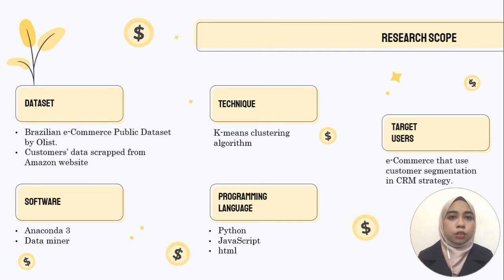Next, the technique that will be used to segment customers is the K-means clustering algorithm, whereas the software that will be used to build the prototype is Anaconda 3, and the software that will be used to scrape customers' data from Amazon is Data Miner. To code the prototype, I will be using Python, whereas to build the online dashboard, I will be using JavaScript and HTML programming languages. Lastly, the target users of the prototype are e-commerce businesses that use customer segmentation in their customer relationship management strategy.